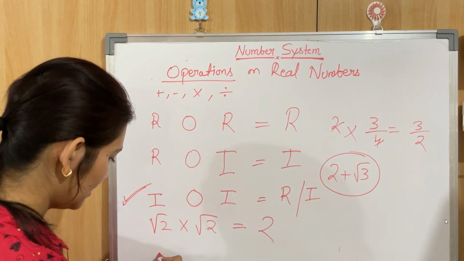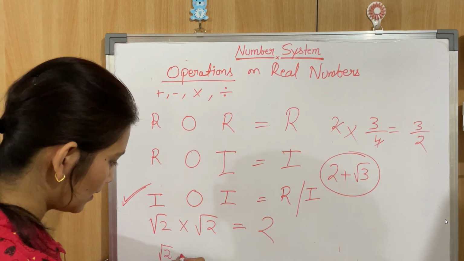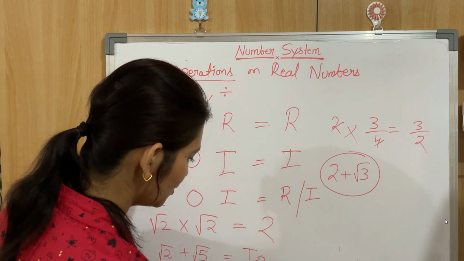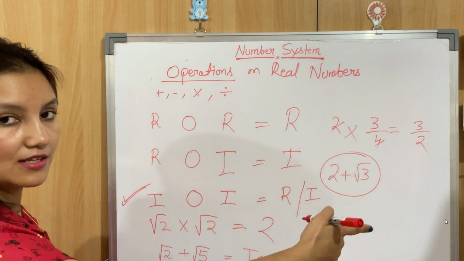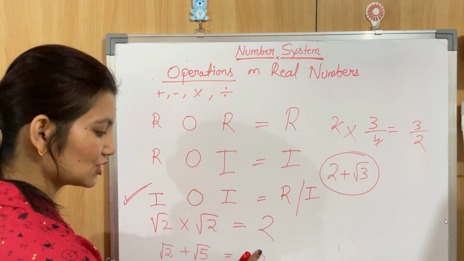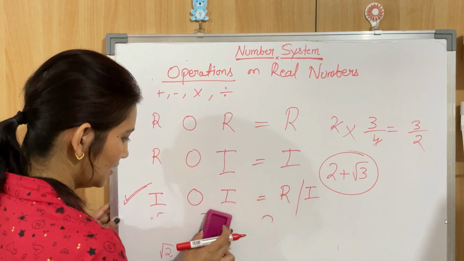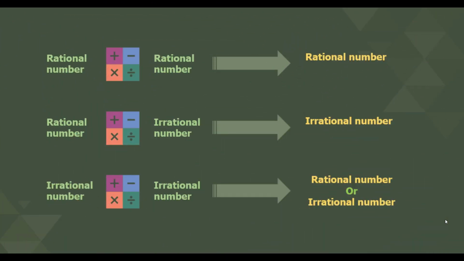But if it is root 2 plus root 5, you will surely get an irrational number. You can add these values and see the answer for yourself. So the answer will be an irrational number. Well, the gist is clear. Rational meets rational to give a rational number. Rational meets irrational to give an irrational number. And irrational meets irrational to give either a rational number or an irrational number.